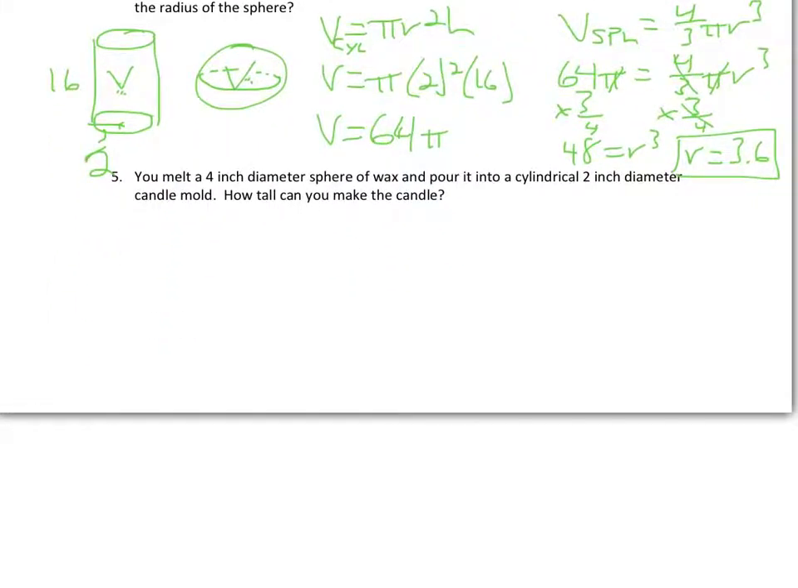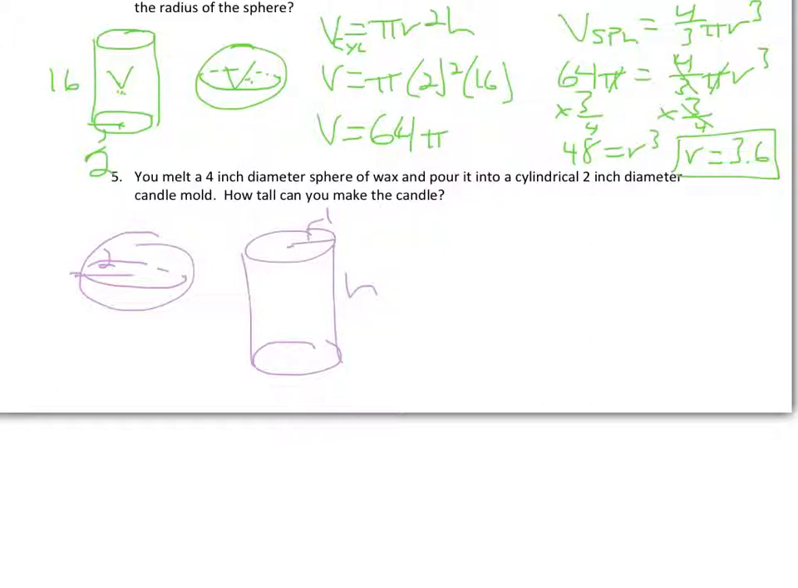Now the last problem here is going to be another melty problem. We're going to start with a sphere. We have a 4-inch diameter sphere. We have the diameter, so I'm just going to convert it right to radius. The radius is 2. Melt it down and pour it into a cylindrical candle mold with a 2-inch diameter, so this radius is just going to be 1 inch. We have to figure out how tall we can make that candle. What's the height going to be?